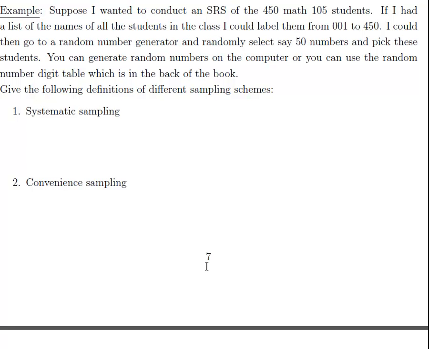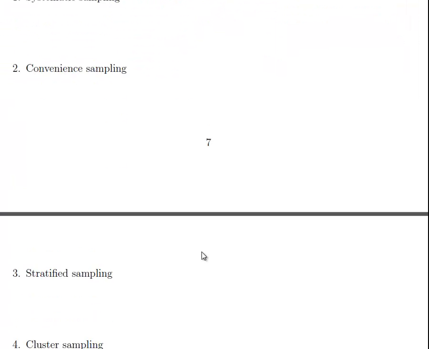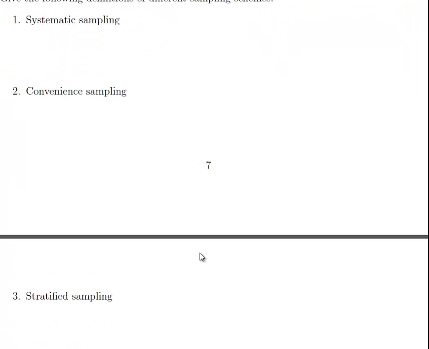Simple random sample is the most popular way of sampling, but there's other ways as well, and there's reasons we would do something other than a simple random sample. So the 4 other ones are systematic, convenience, a stratified sampling, or a cluster sampling. So we'll go over each one of these definitions.